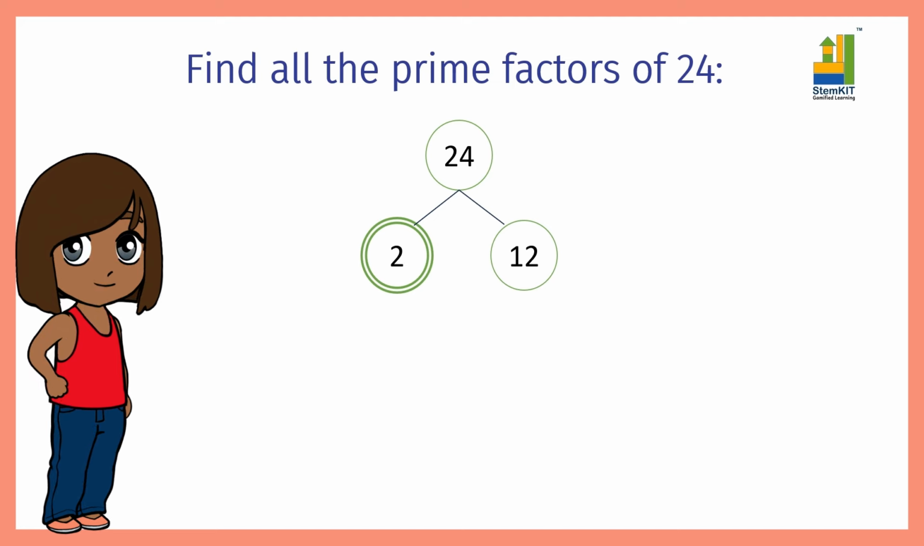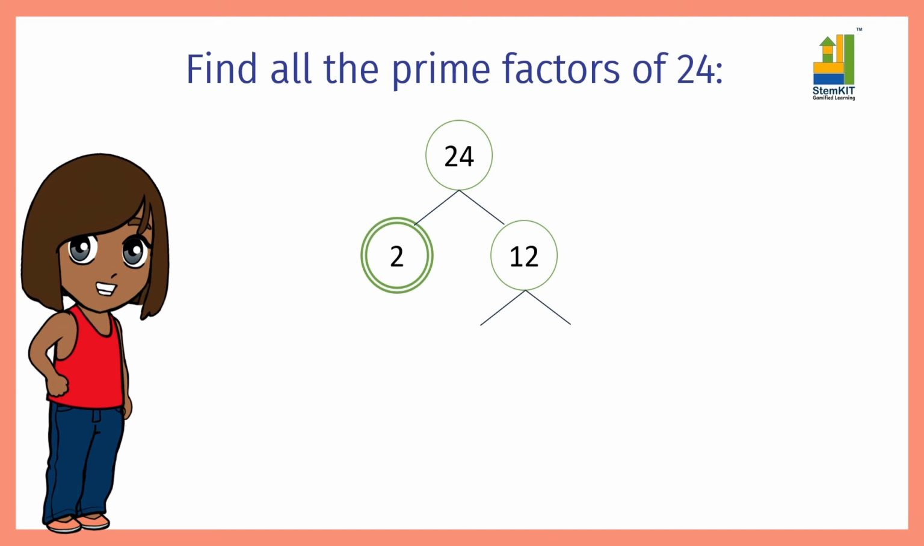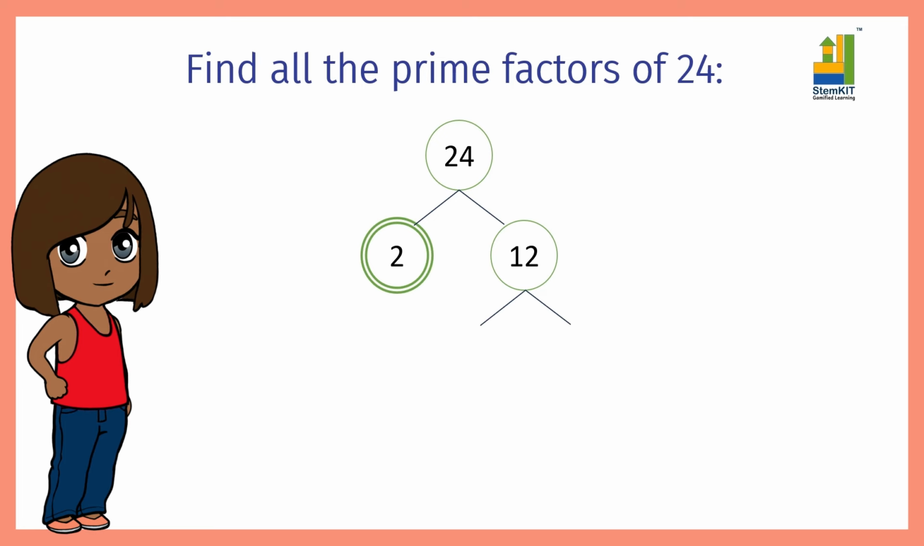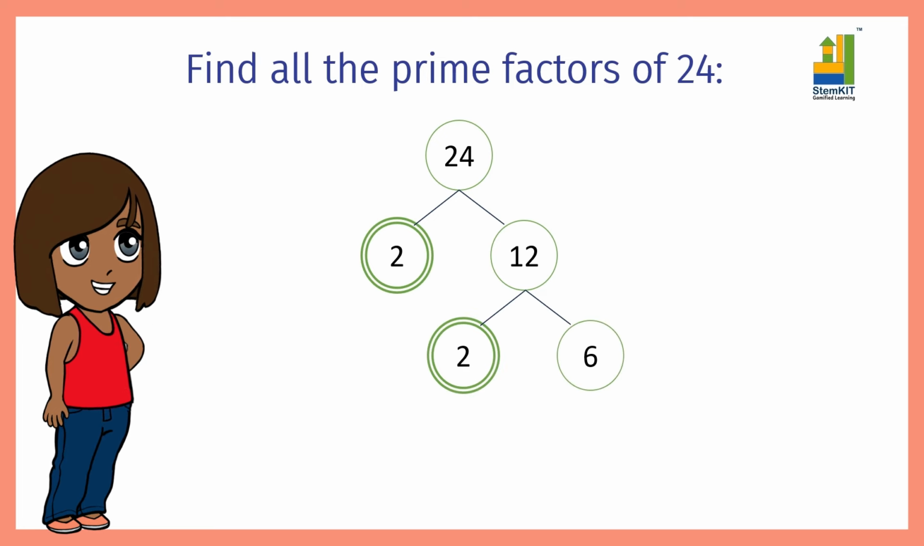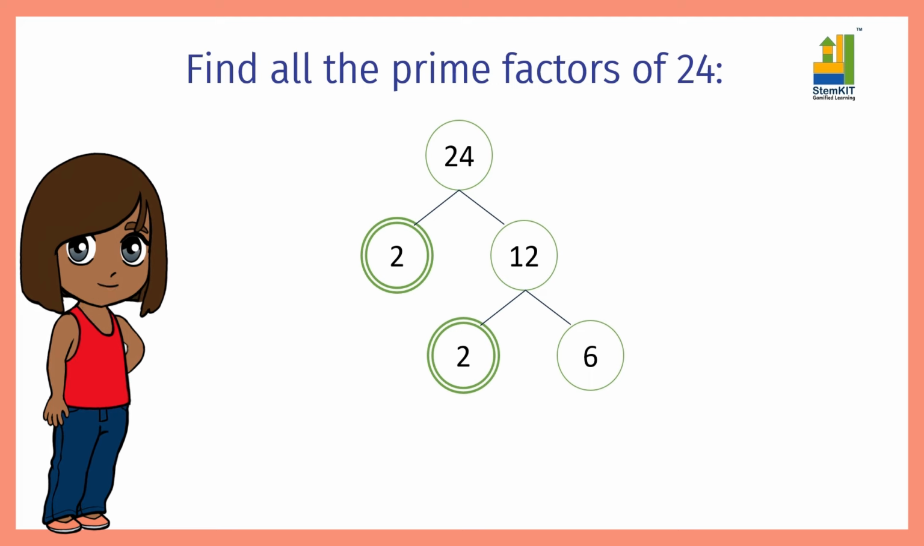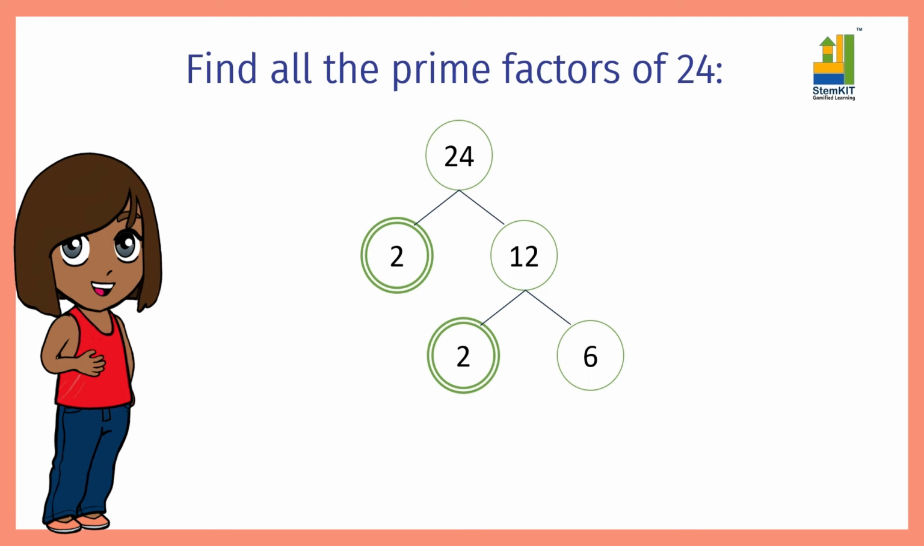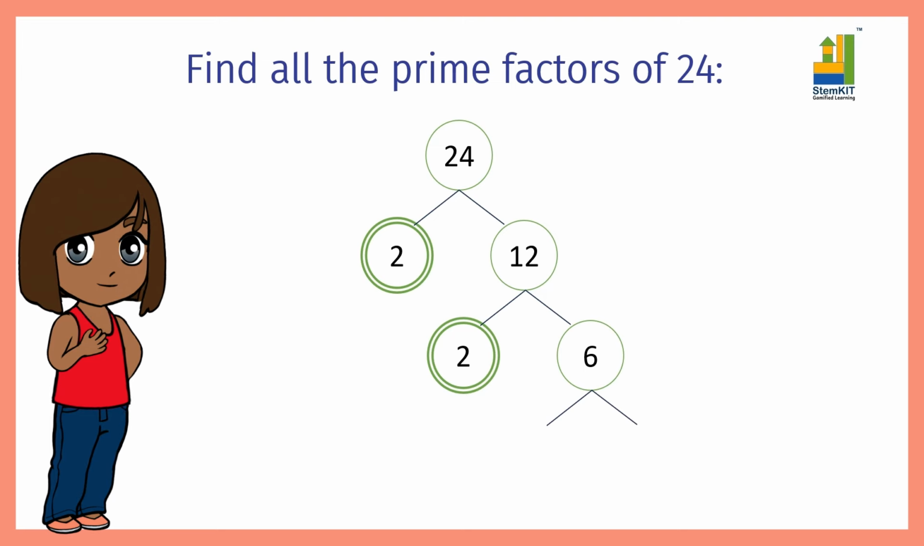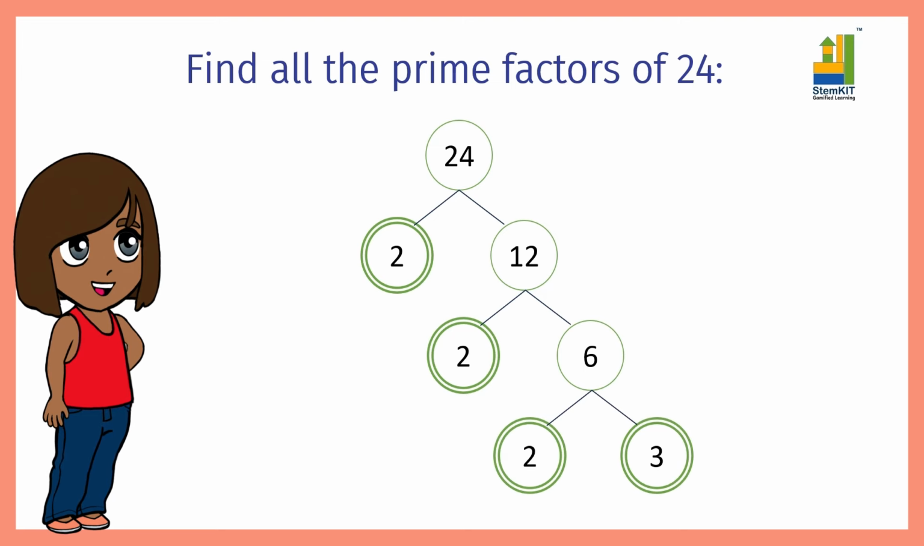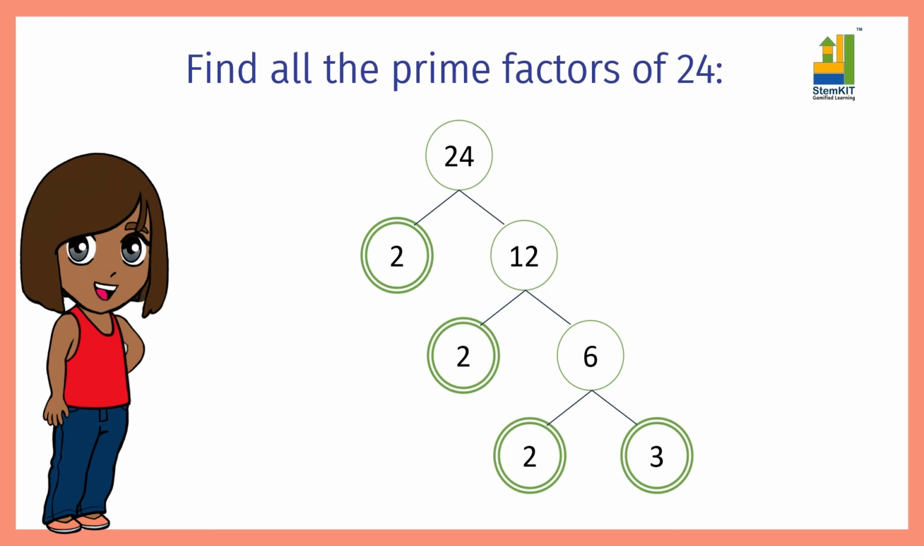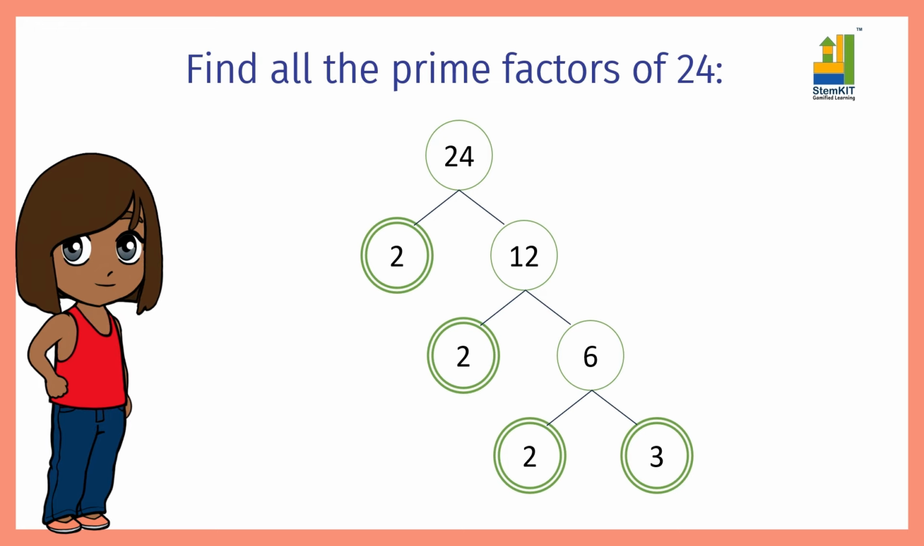2 is a prime number. But 12 can further be subdivided. So we get 2 into 6. 2 is again a prime number. But 6 can be further subdivided. So we get 2 into 3. Both are prime numbers, so we stop here.